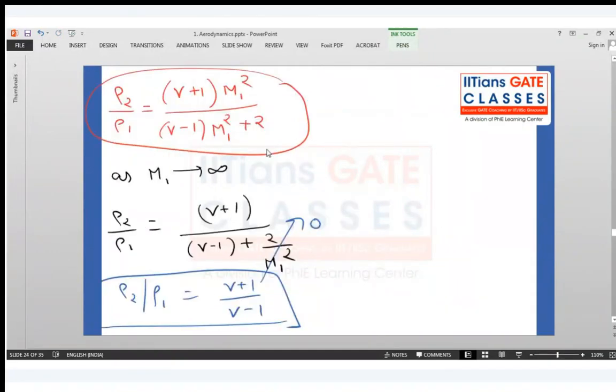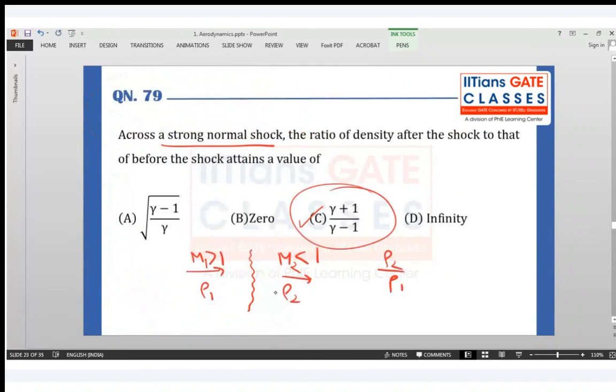So what you can do is test this by substituting M1 as infinity. To substitute M1 as infinity, we divide numerator and denominator by M1 square. So we get gamma plus 1 on top, and gamma minus 1 plus 2 by M1 square below. Once you put M1 square as infinity, this term becomes 0. You end up with rho 2 by rho 1 as gamma plus 1 by gamma minus 1. So the answer should be C. With that, you can always choose the answer.